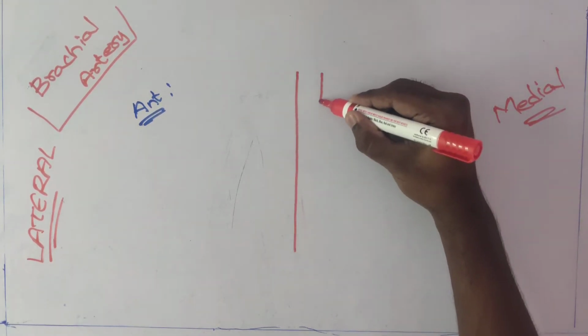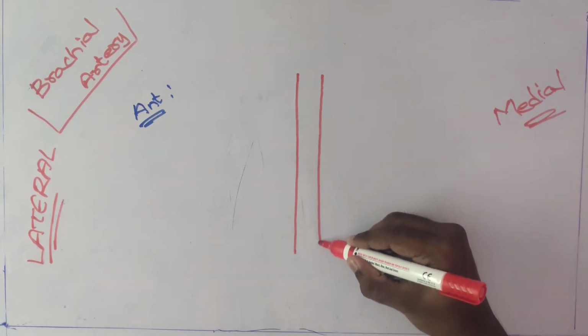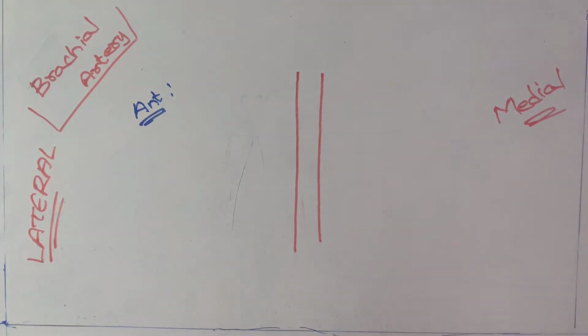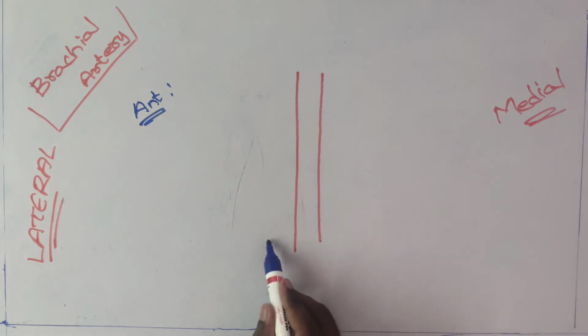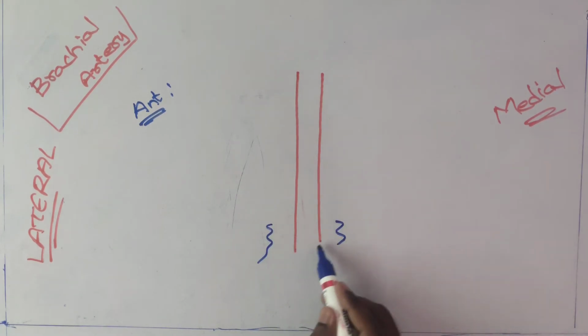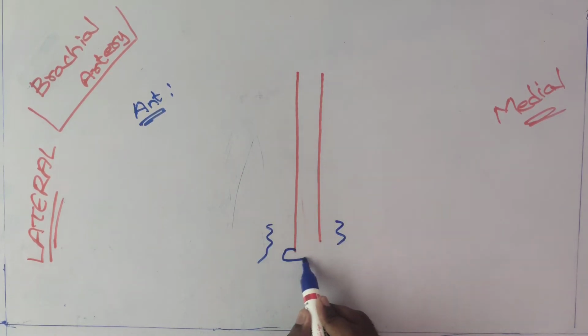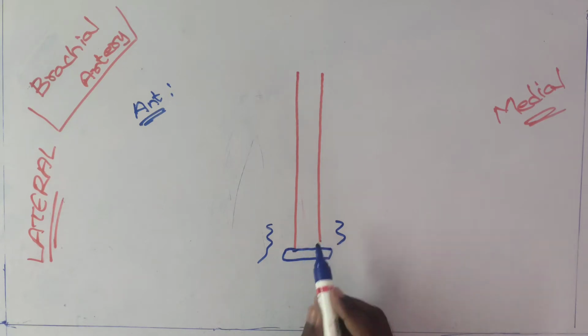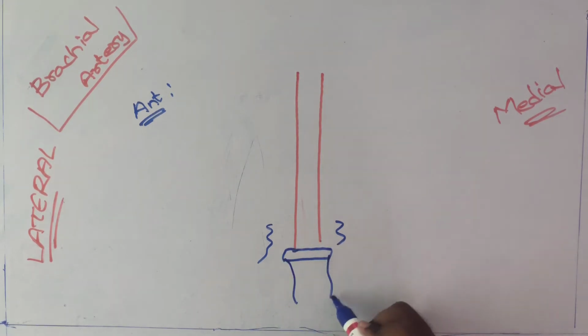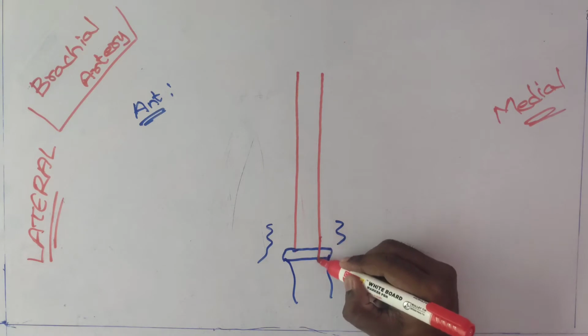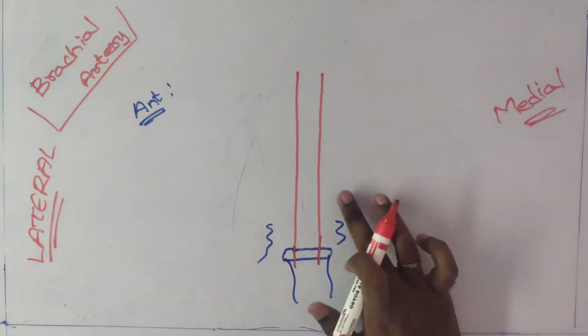This is the brachial artery. In the middle of the arm, and here is the elbow, and here is the disc-shaped head of radius. This is the neck of radius. It extends from here to here.